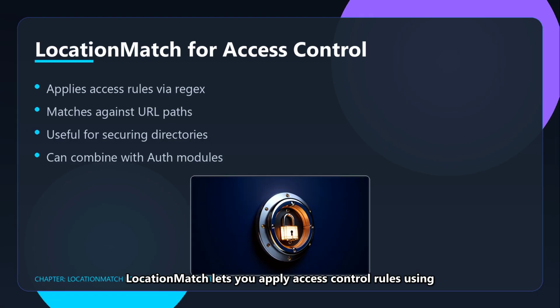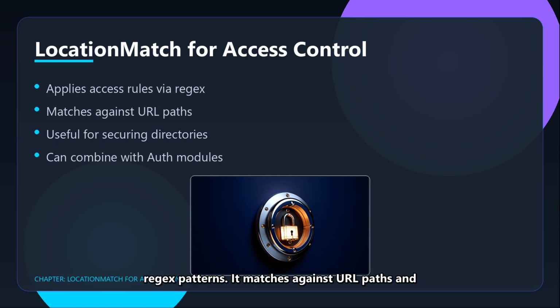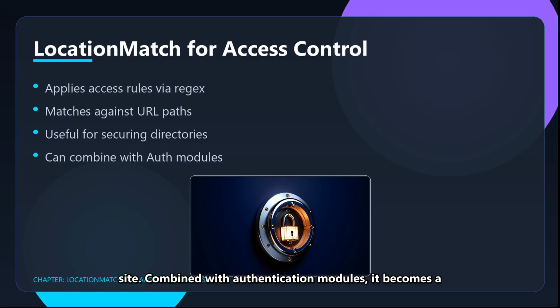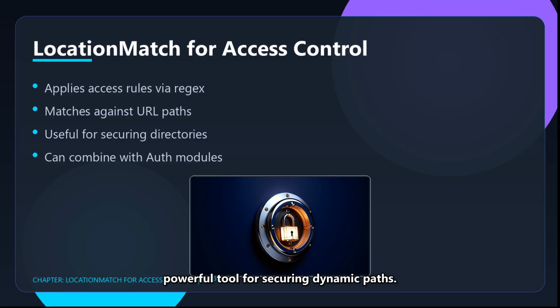LocationMatch lets you apply access control rules using regex patterns. It matches against URL paths and can restrict access to certain areas of your site. Combined with authentication modules, it becomes a powerful tool for securing dynamic paths.